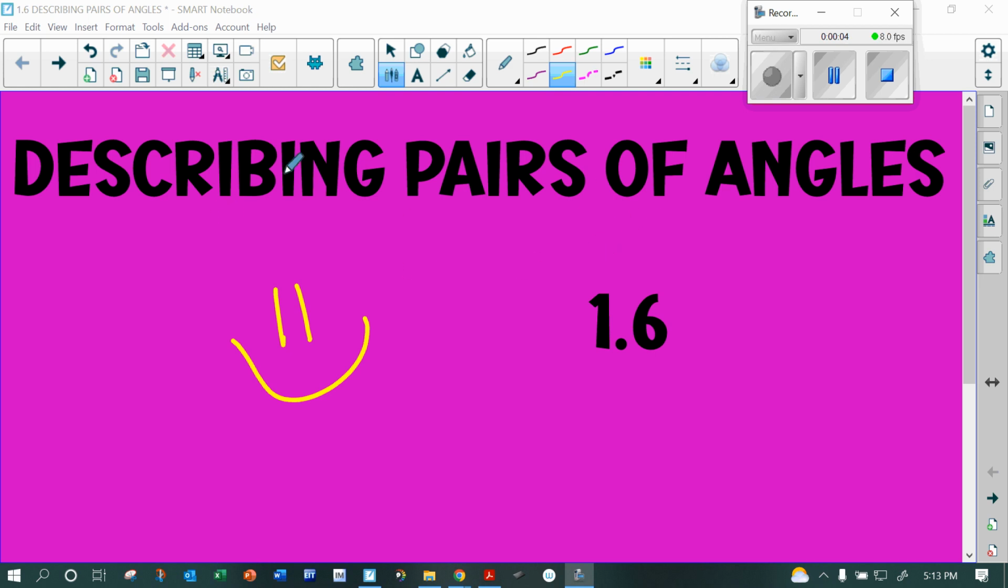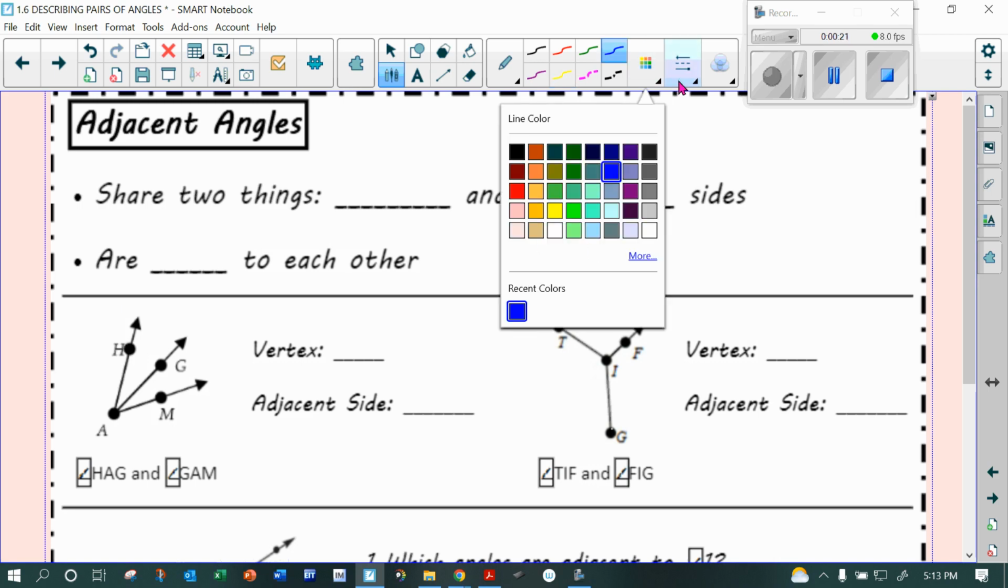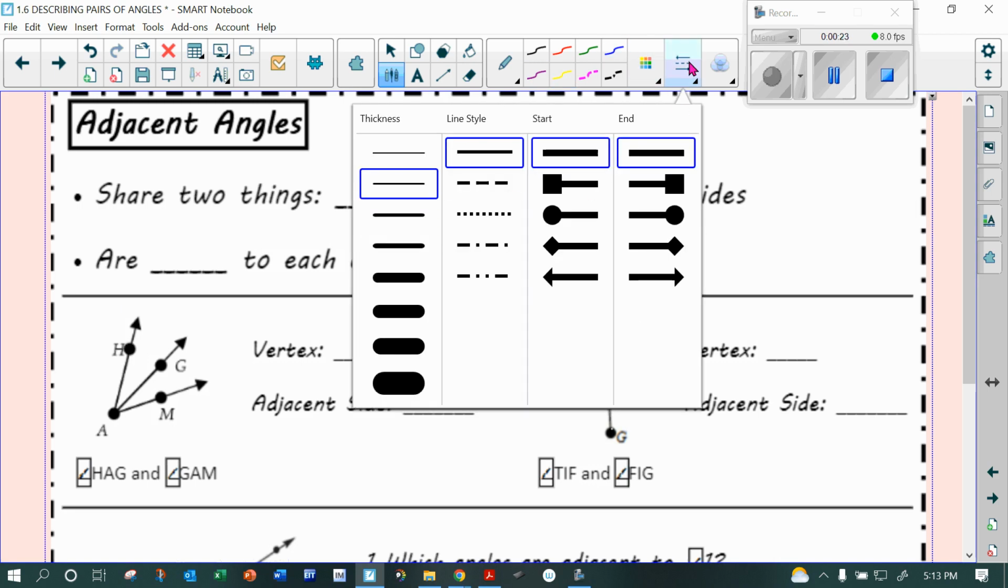Hello. Okay, today we're going to talk about describing pairs of angles. So we're going to be looking at two or more angles, mostly just two because we're talking pairs. Okay, so we are doing 1.6. So here we go.